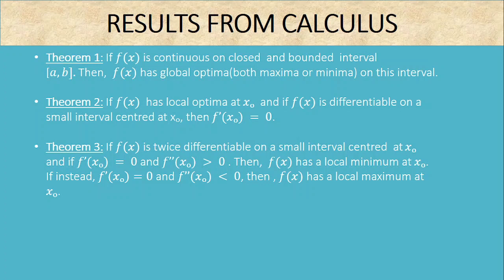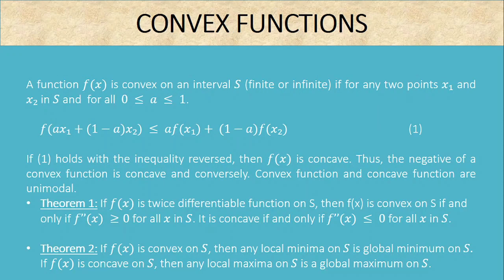So what is the condition for the minimum? For a local minimum, f'(x naught) is equal to 0, and whatever point x naught we get from here, if we calculate the second derivative of f at this point x naught, it should be greater than 0. Similarly, if f'(x naught) is equal to 0 and f''(x naught) is less than 0, then f(x) has a local maximum at x naught.